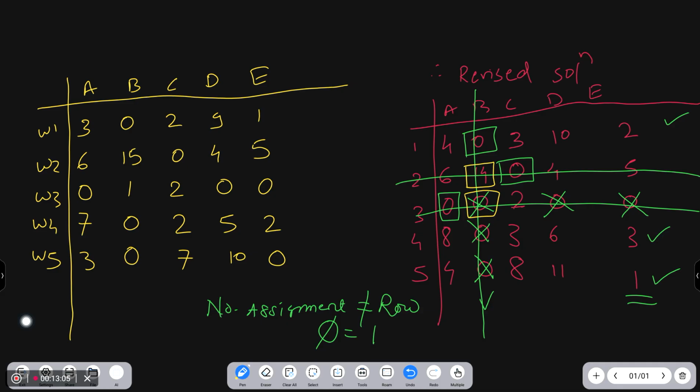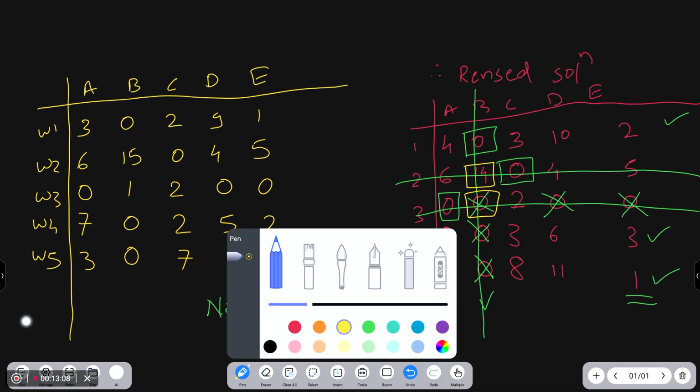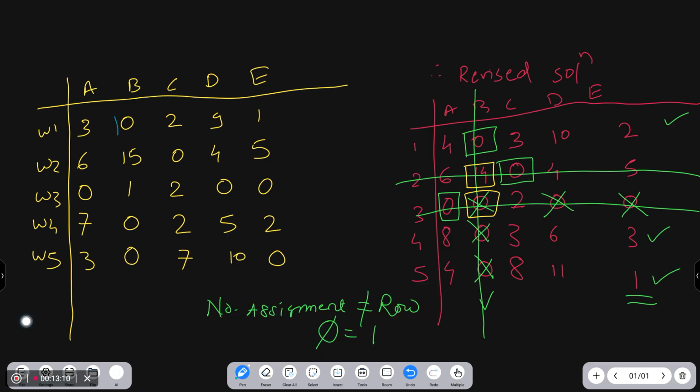Now here, one assignment can be done, right? Therefore, I will make it an assignable cell, and if I make it assignable, I have to cross it. Later on, can I make an assignment? Yes. Is there any corresponding zero? No. In the third row, there are 3 zeros, so we can't. Here there is no assignable cell. Here only one assignable cell is there, but at the same time I have to cross it.